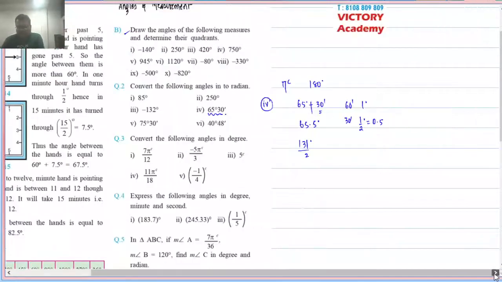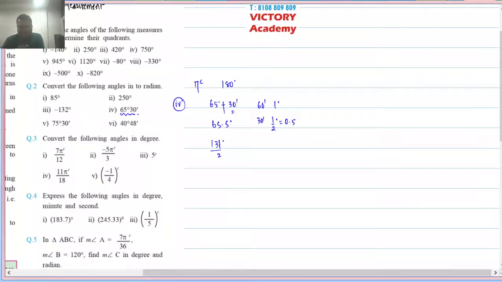So I know that pi radians is 180 degrees. So 131 upon 2 degrees is how many radians? Question mark is pi into 131 upon 2 divided by 180. Okay, fine. So multiply these two, divide by 180. Fine. So that is the answer. It is 131 upon 360 pi radians.